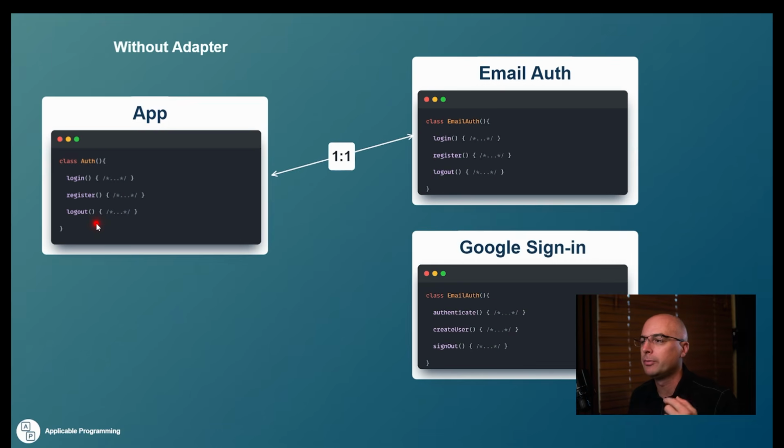We need to implement another way of authenticating our users. In this case, it's Google Sign-in, and it has its own authentication system. And this would obviously not be a plug and play because Google Sign-in has a completely different way of doing the same actions, doing the same things that we are doing. So instead of login, they have authenticate. Register, they have create user, logout, they have sign out and whatnot.